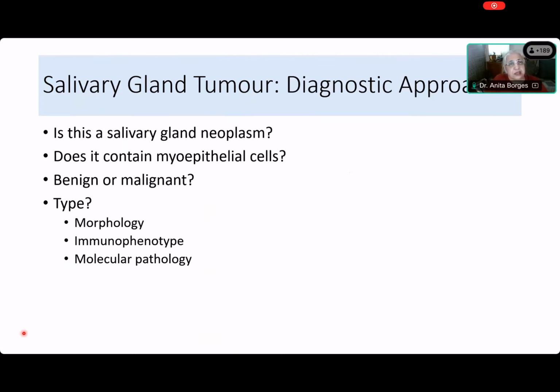And so when we go to salivary gland tumor diagnosis, the first question we ask is, is this a salivary gland neoplasm? And why do we ask this question? Come on, now let me ask Somik. Why should I ask this question? Is this a salivary gland neoplasm? Somik, are you there? Yes, ma'am. Yeah, Somik, why should I ask this question?